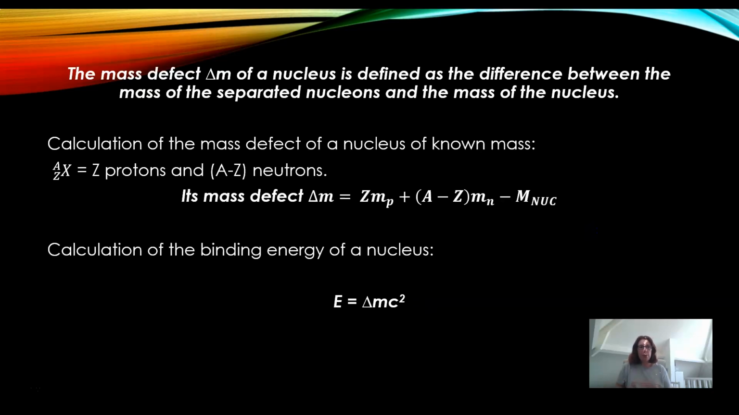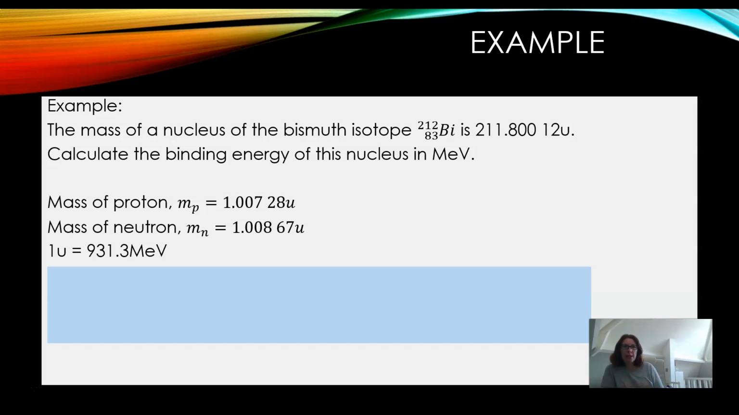Just going to go through an example using this mass defect. I forgot to say that when you do an exam question, if it asks you for the definition of a mass defect, you write this equation down and then write down what everything means. So Z is the number of protons, MP is the mass of protons, A minus Z is the number of neutrons, Mn is the mass of the neutrons, and then M nuc is the mass of the nucleus as a whole. So here's an example.